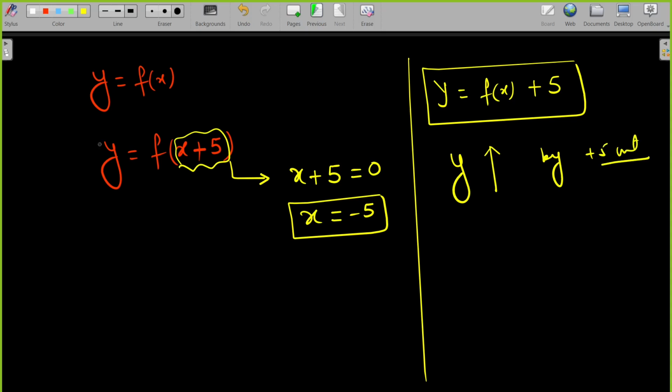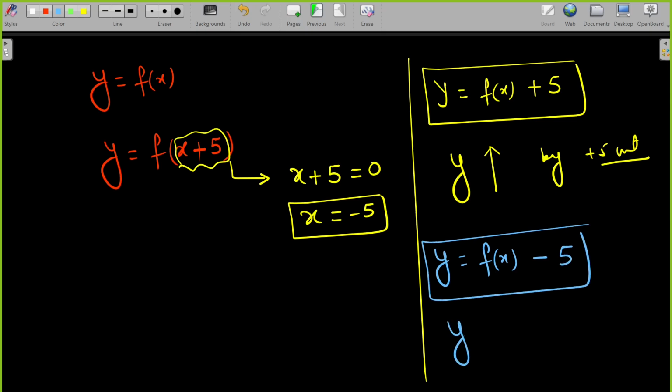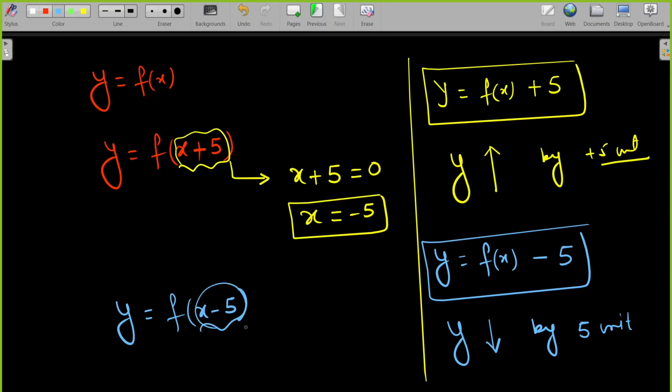Now the question is, if it's minus, it will go down. Yeah, obviously. If it is y equals f of x minus 5, then your y coordinate is going to decrease by 5 units, isn't it? In the downward direction. But if you have y equals f of x minus 5, it becomes positive 5 to it. So if you make x minus 5 equal to 0, x equals plus 5. It means your x coordinate is going to shift to the right side by 5 units.